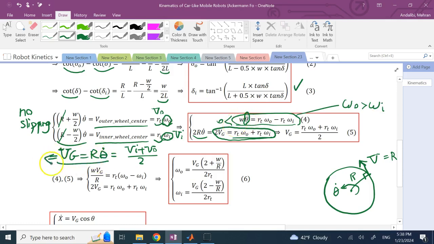I say theta dot is what? Theta dot is VG over R. So I plug in here VG over R. So now one of my equations becomes RT omega O minus RT omega I equals W VG over R, which is this equation.